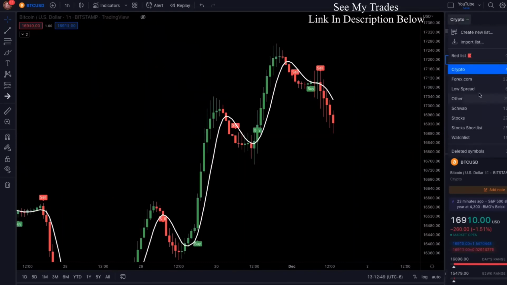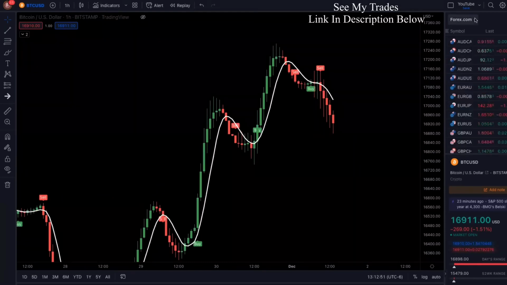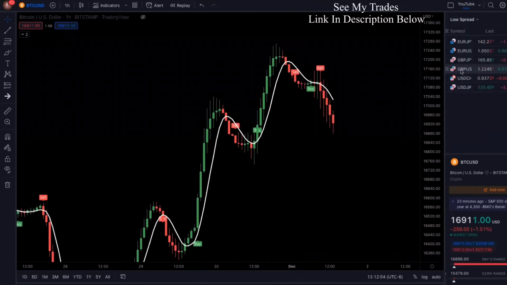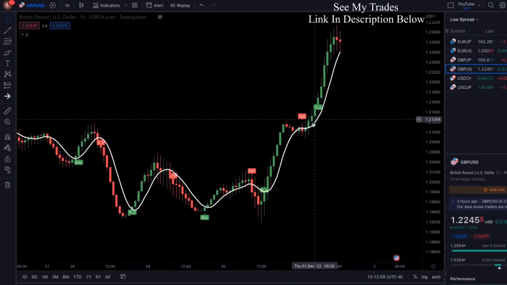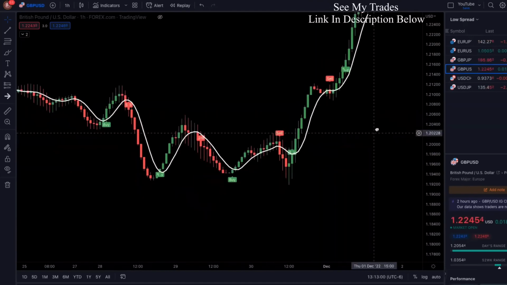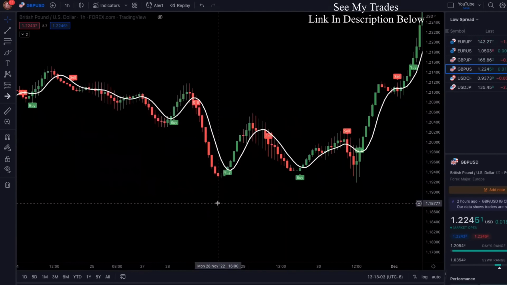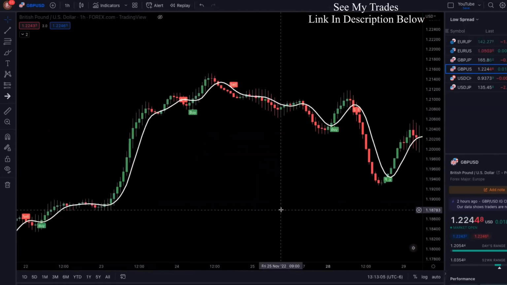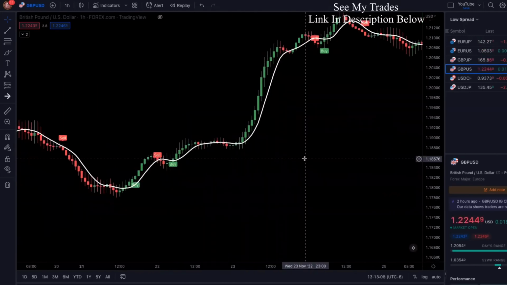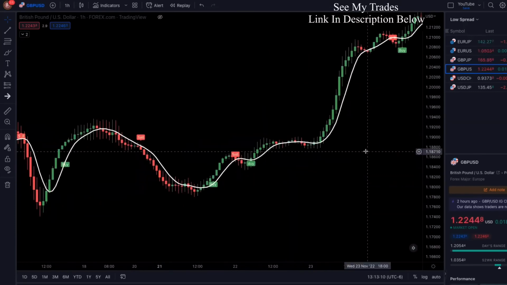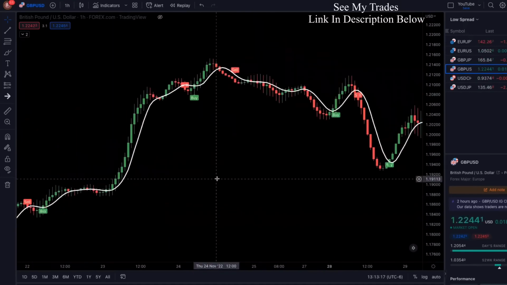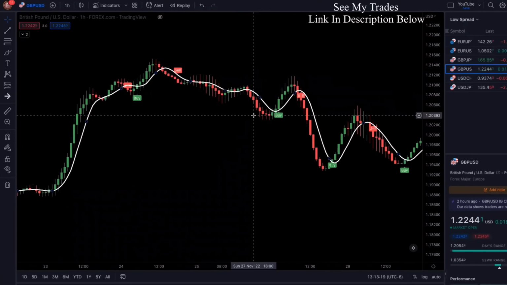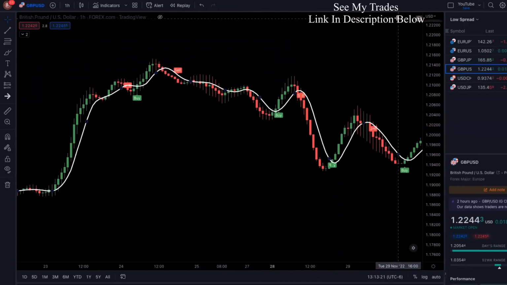And then again, for all those Forex people out there, let's look at some of the low spread, GBP USD, for instance. Yeah, pretty solid. Of course, just like with any other trading strategy, there are going to be some losses. No indicator strategy is 100% accurate, but as long as you win more than you lose and your wins are big, it's all about consistency, right?